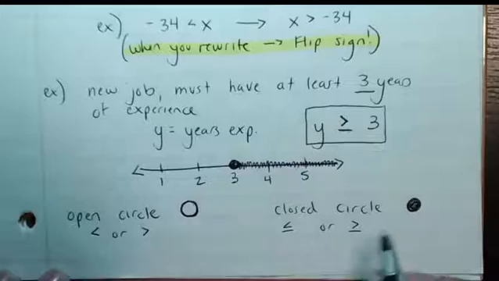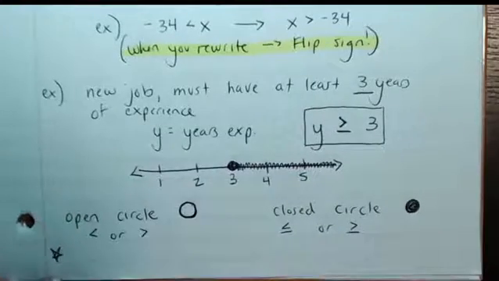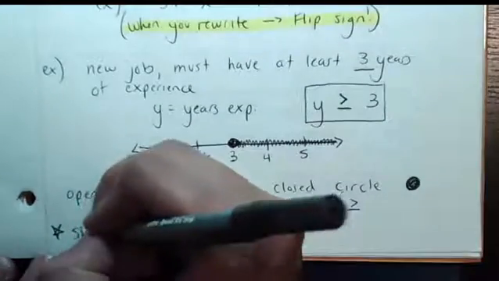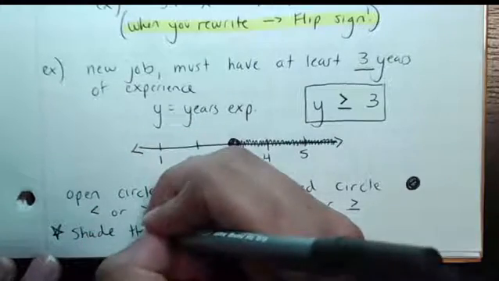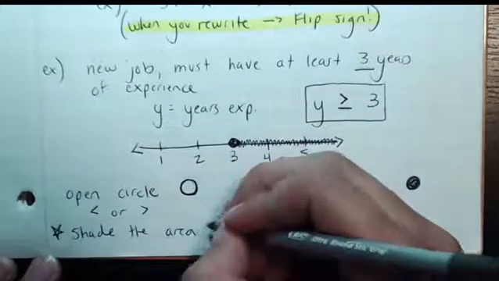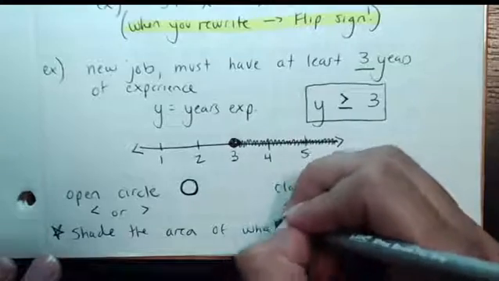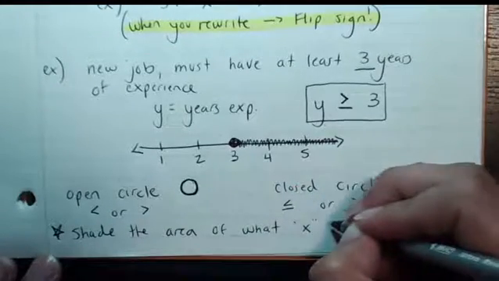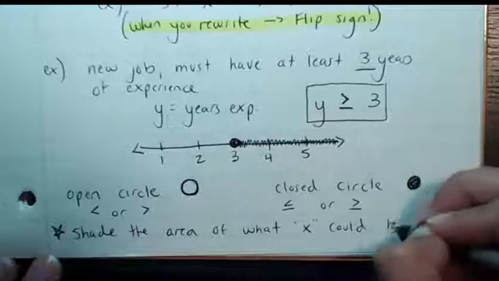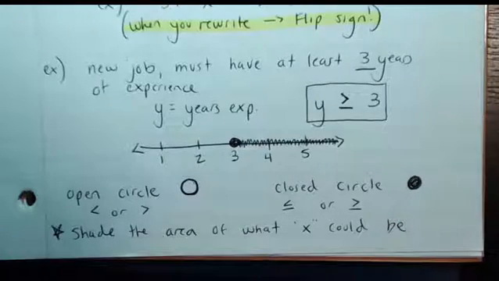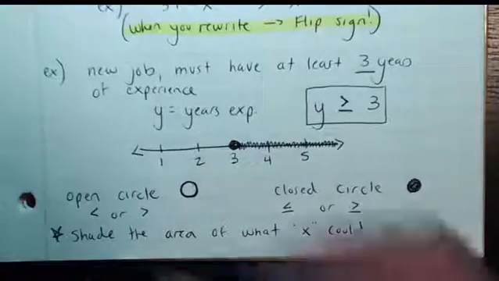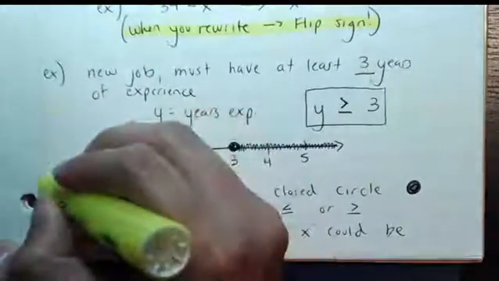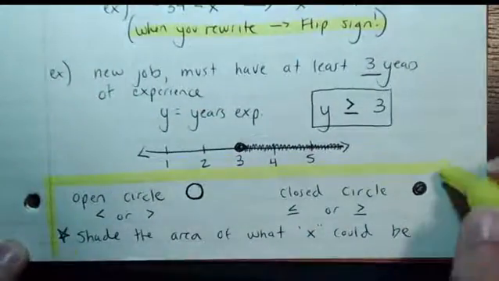So, once I pick my open or closed circle, then that last thing I'm going to do is I'm going to shade the area of what the variable, or in this case y, could be. And I'm going to put a big highlighter box around this because this is your key to graphing any type of inequality.